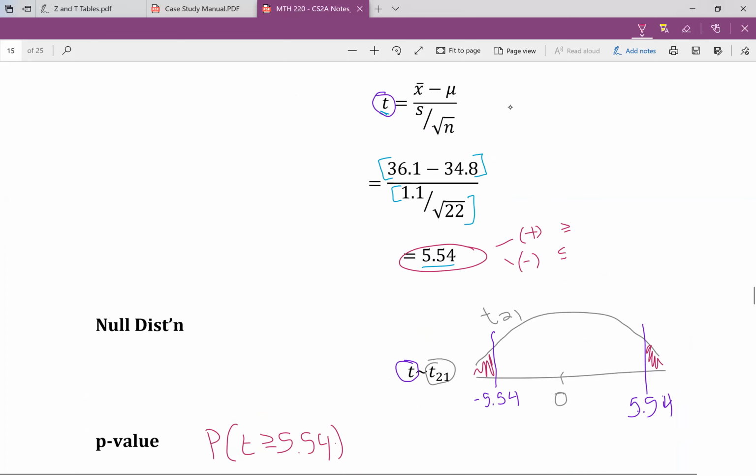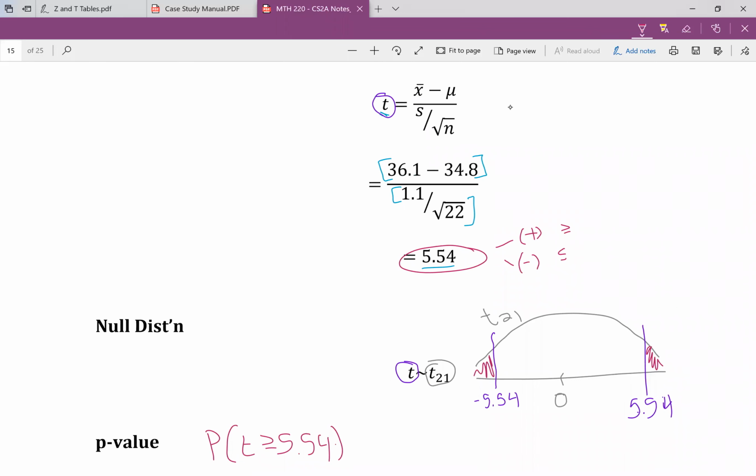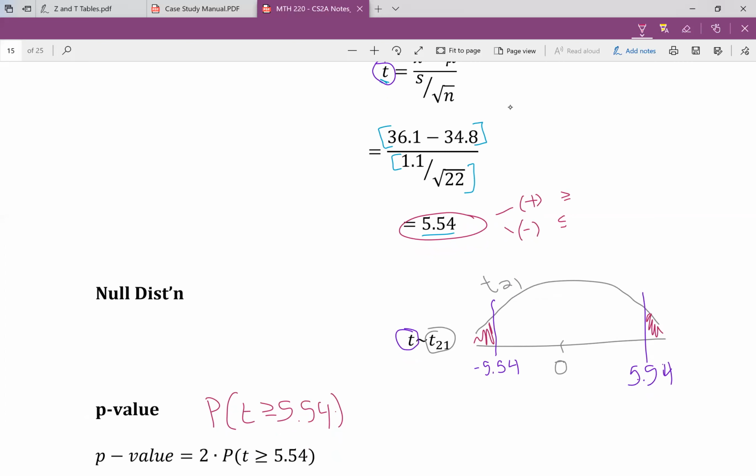Okay, so the probability that t is greater than or equal to 5.54. Now, my statement here only represents this upper tail to the right. In order to incorporate that lower tail, what we're going to do is multiply it by 2. Multiplying our probability statement by 2 is what gets us to take care of both of those pink shaded regions. Because again, thinking back to symmetry, what I have shaded here to the left is exactly the same as what I have shaded here to the right.